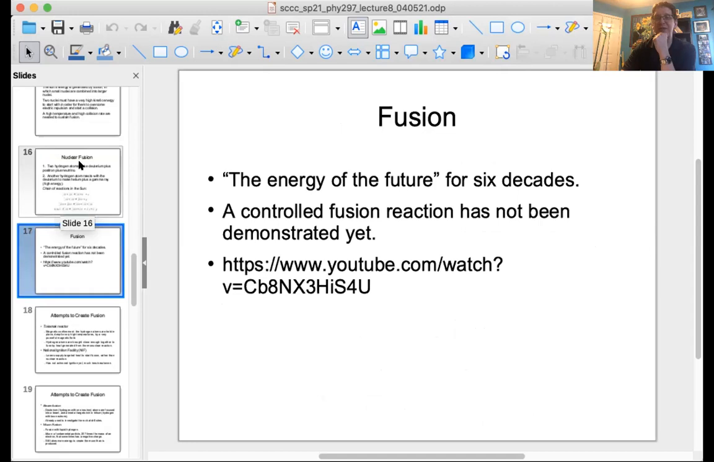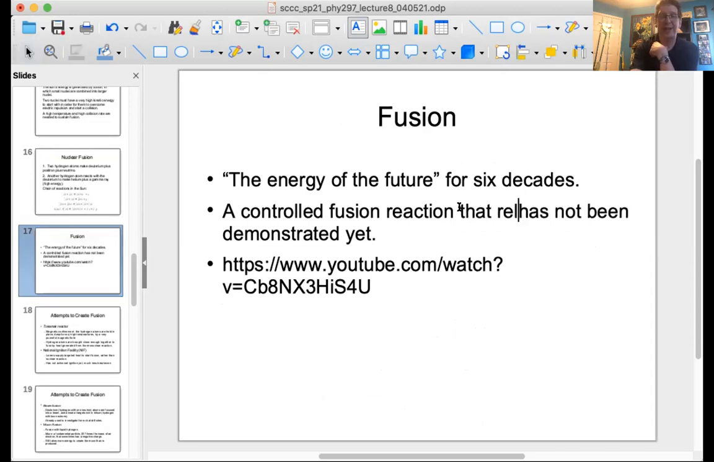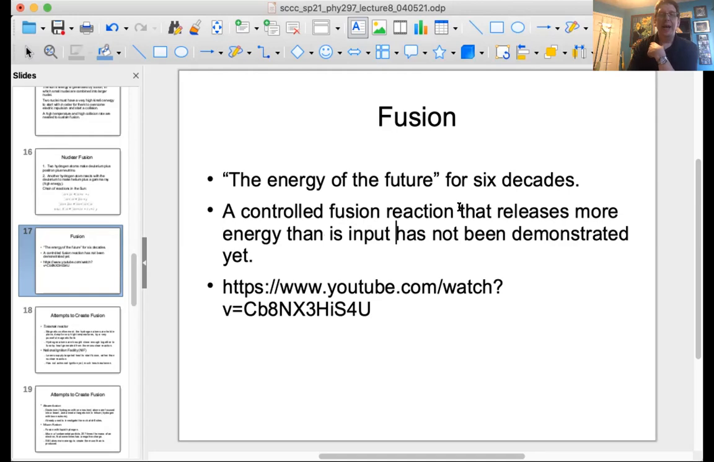So it's been the energy of the future for 6 decades, now approaching 7 decades, but a controlled fusion reaction that breaks even, or that releases more energy than is input, has not been demonstrated yet. So the key to nuclear fusion in terms of power generation is reaching the break-even point, because you need to put a certain amount of energy in to make the reaction happen.